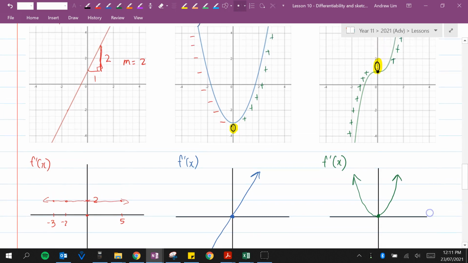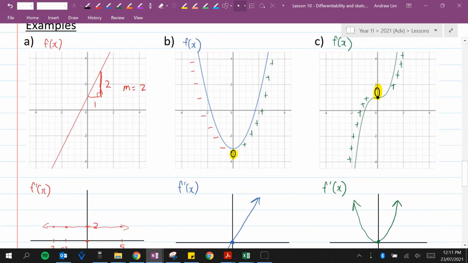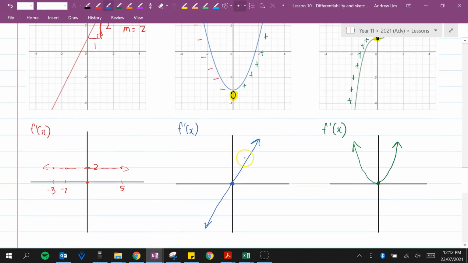Now you might notice a pattern here, like for part B and part C. Part B is f of x. Let's just say that's x squared minus 3. When we work out the gradient function of that, when we differentiate this, we get 2x. Right, f dash of x is equal to 2x, which is a straight line. And here's our straight line.